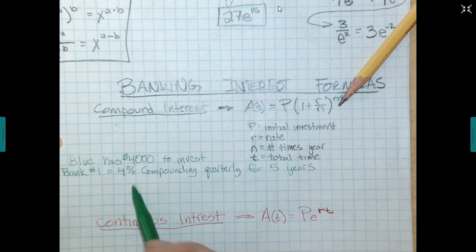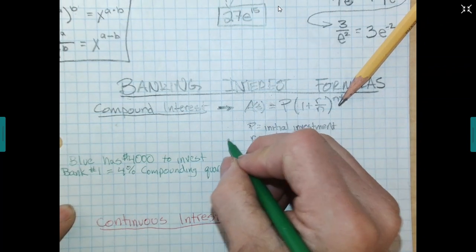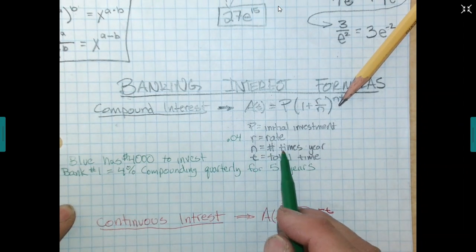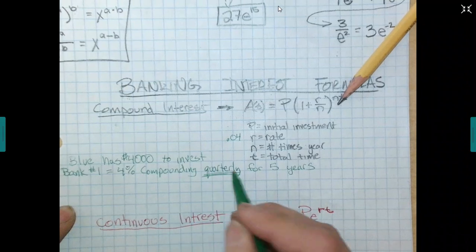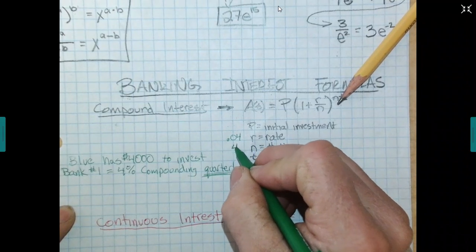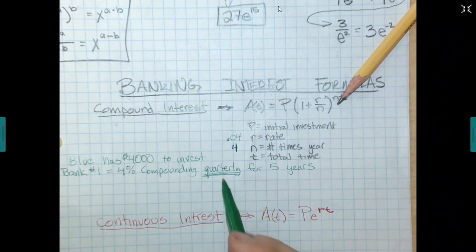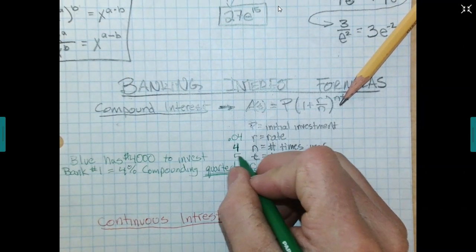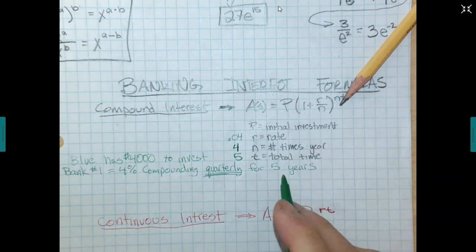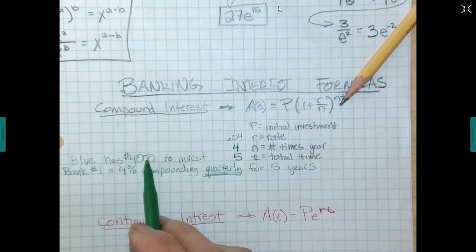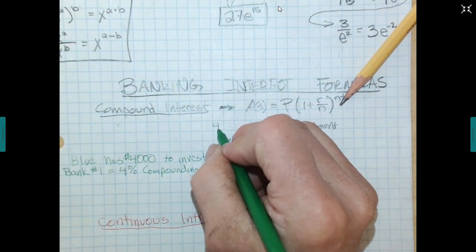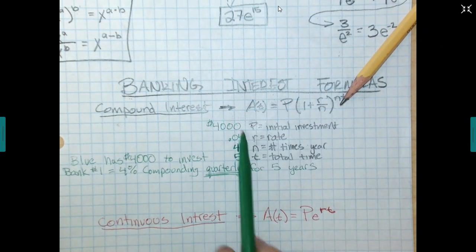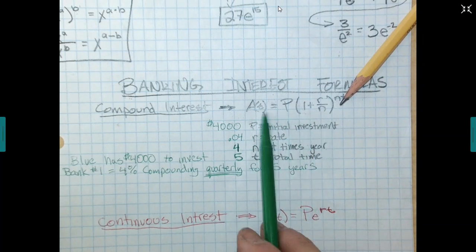So how do I plug these in? 4%, that's my rate. So 0.04, right? Because a percentage is 0.04. Number of times a year, quarterly. So that would be 4 times a year. My interest is accrued four times a year. And my total time is 5 years. And my initial investment is $4,000. So now I just have to plug these numbers into this equation.